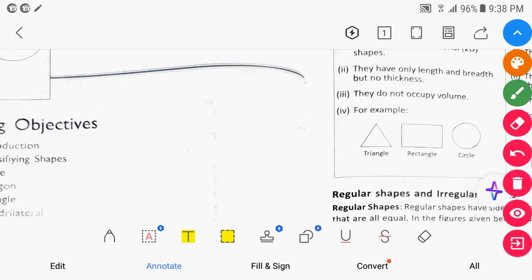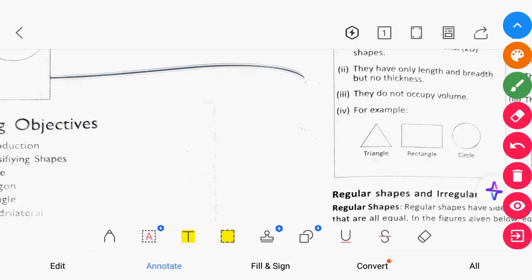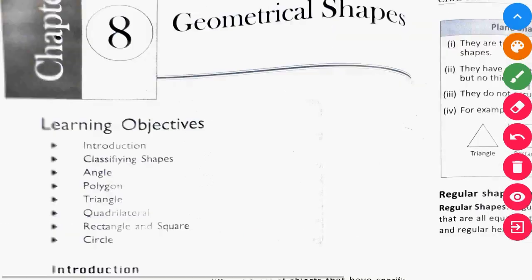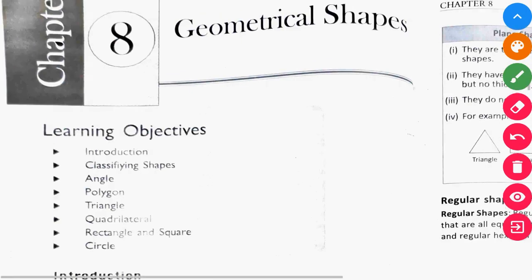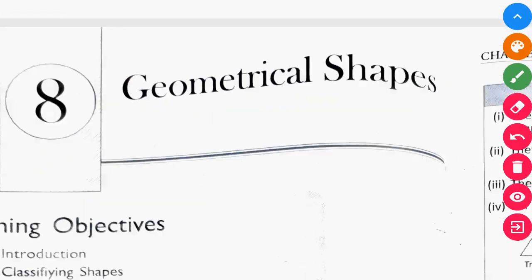Okay. So our next topic in the Olympiad for grade 4 is geometrical shapes. There are different kinds of shapes you know till now: triangle, square, rectangle.